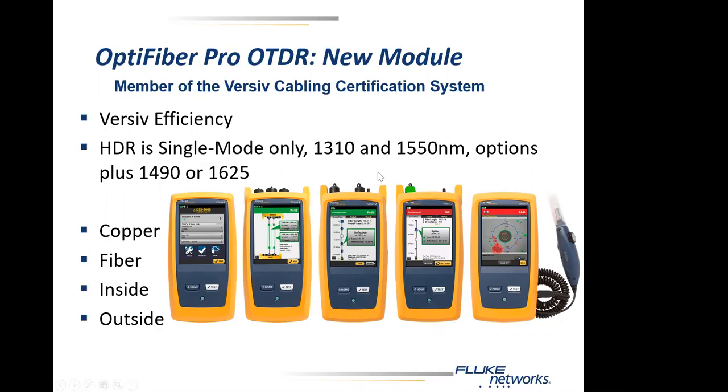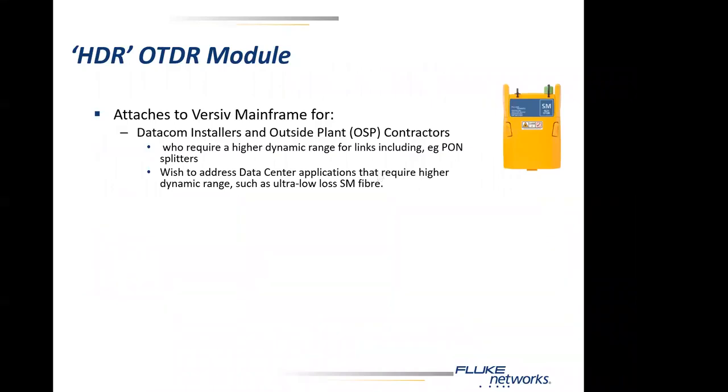So why the HDR module? Well, it attaches to the Versiv mainframe, as I said. We had originally intended it for datacom installers and outside plant contractors. More recently, we've also found a number of end users who had specific requirements for testing of single mode fiber, particularly in the metropolitan rail area environment. They require high dynamic range for links, including passive optical networking splitters, which are particularly demanding when it comes to testing of last mile, and for addressing data center applications which require higher dynamic range, like ultra low loss single mode fiber, where we are specifically seeking information about macro and micro bends, which may or could impact the performance of the fiber.